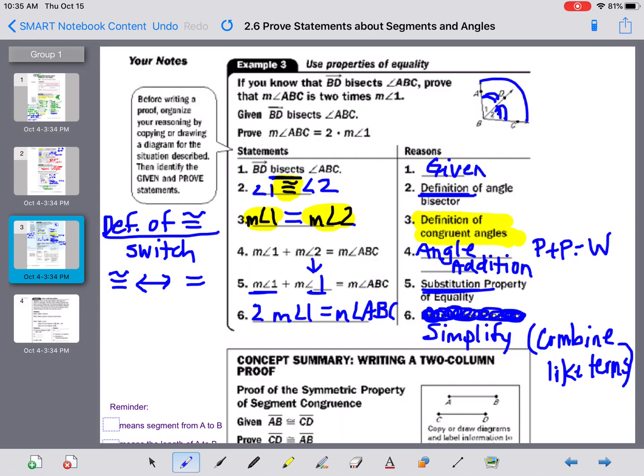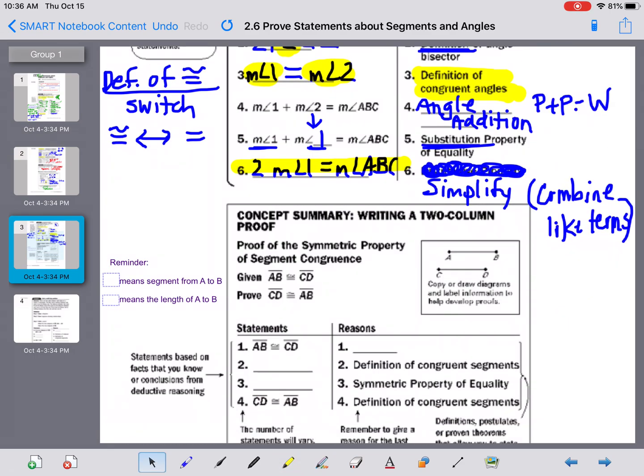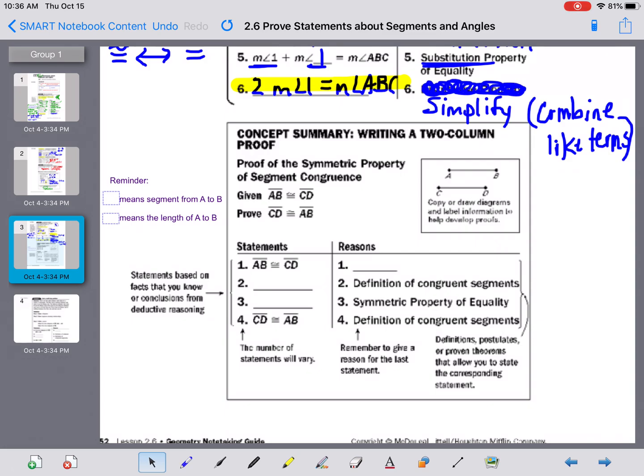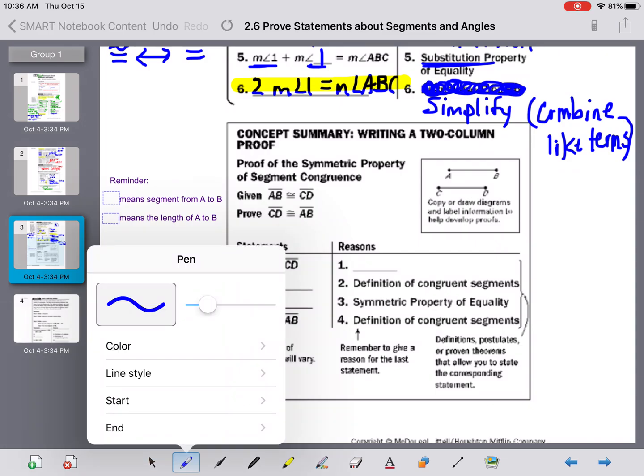And if you look carefully here, it looks like 2 times the measure of angle 1 equals the measure of angle ABC. What were we trying to prove? The measure of angle ABC equals 2 times the measure of angle 1. So we did the job. We got our proof down to match what we're trying to prove, and we're good to go. All right. Let's try this one on the bottom. It's a super short one, but it's important to see some of these properties come into effect, okay?